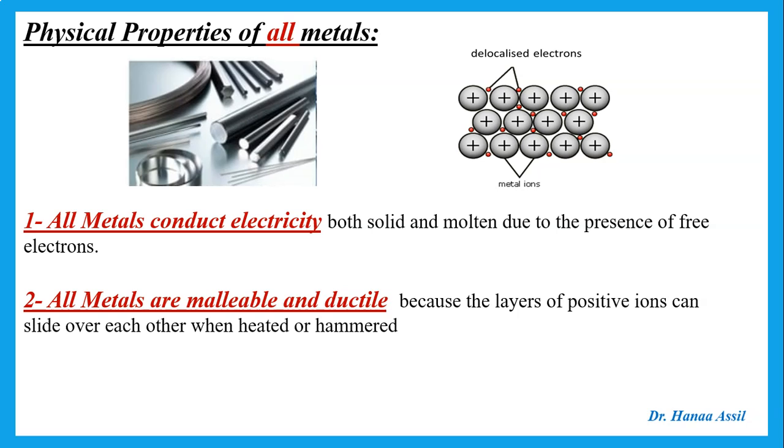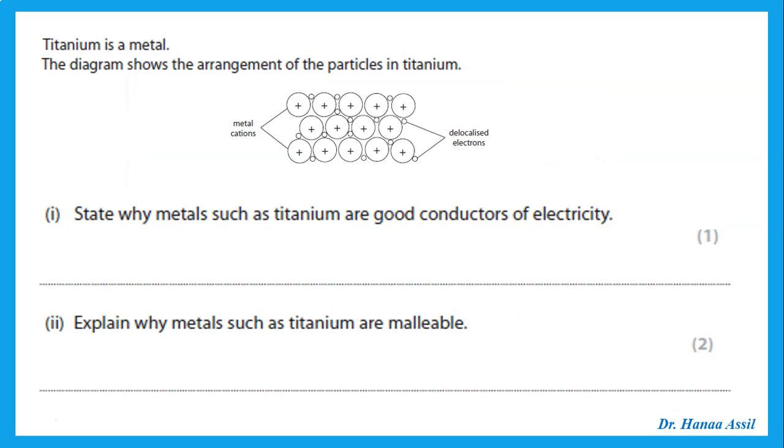You should also know that all metals are malleable and ductile. Malleable means they can be spread out into sheets, like aluminum foil, for example. And ductile means they can be pulled into wires. Now, why are metals malleable and ductile? You should know because the layers of positive ions can slide over each other when heated or hammered. So they have layers of positive ions, and these layers of positive ions can slide over each other. So all metals can be shaped. They are malleable and ductile. And of course, all metals are shiny.